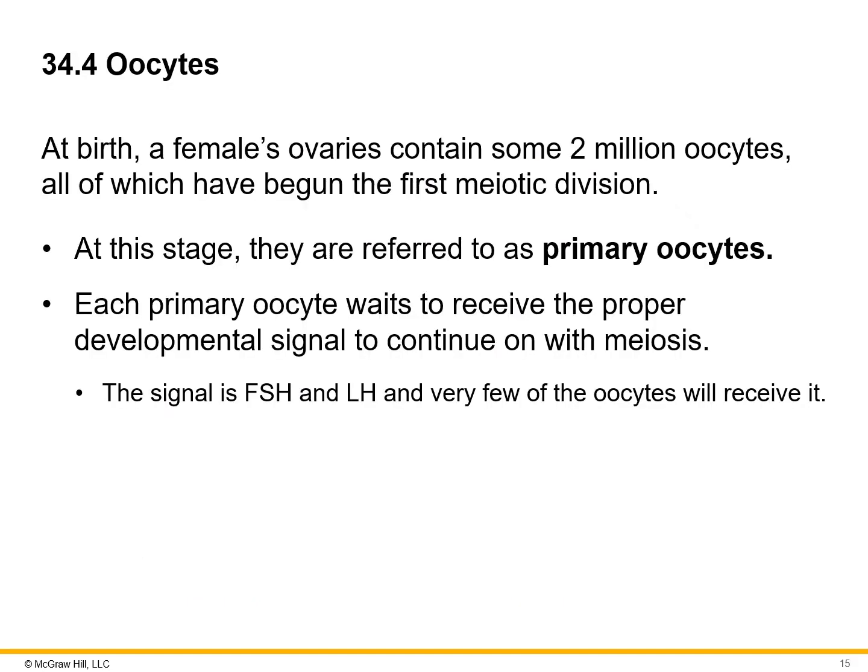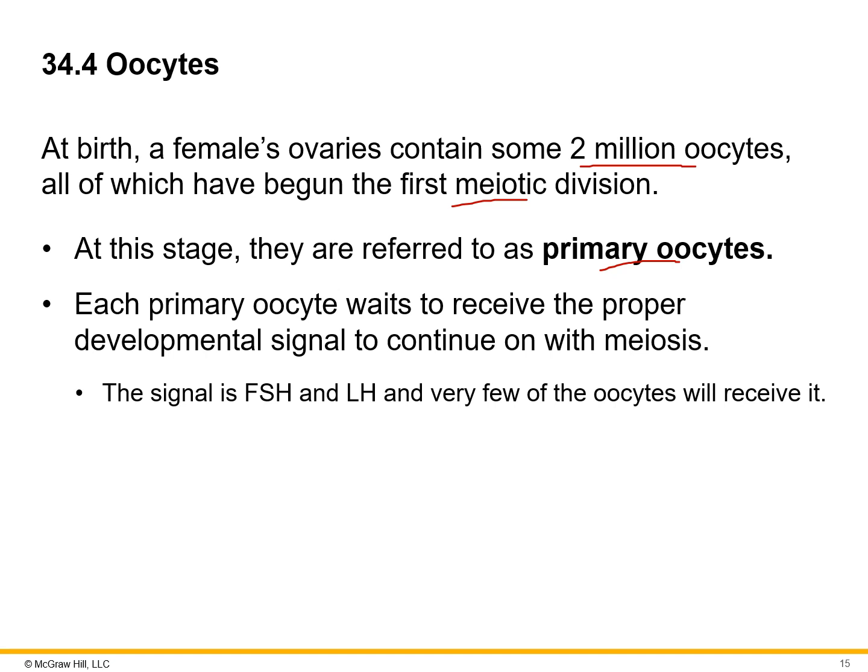All right, so with our oocytes, at birth we have about 2 million oocytes that have started that first meiotic division. So again, they're going through meiosis 1 and then 2 to become mature. At this point, just as they're starting into that, they're referred to as primary oocytes. We had kind of a similar thing in the males.